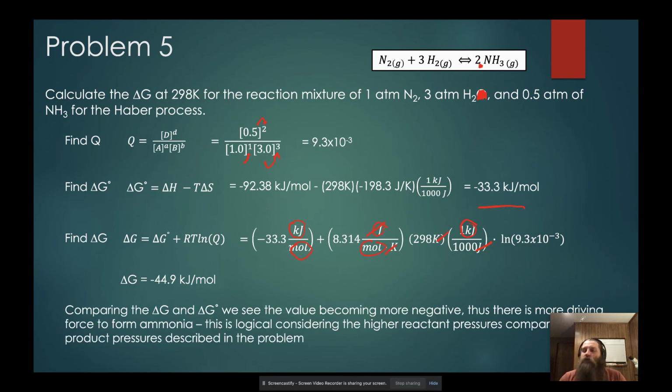Now I can compare those two things. I can look at it and say, what's going on in my reaction? Well, the value is becoming more negative. I went from negative 33 to negative 44. So as far as a number line is concerned, I'm getting further away from zero in the negative direction. That means there's more driving force to produce ammonia.